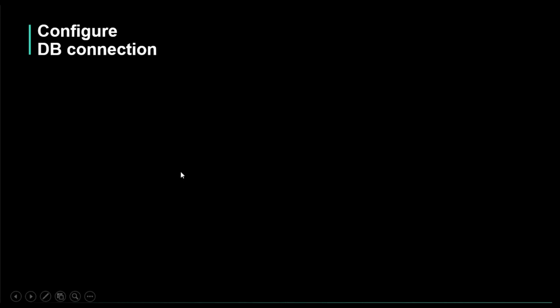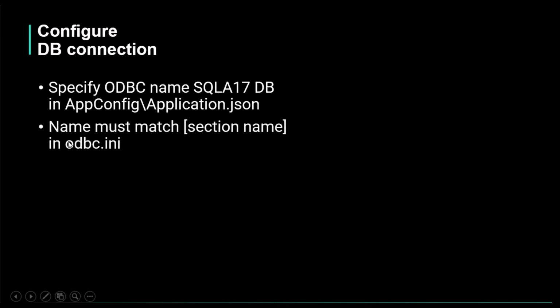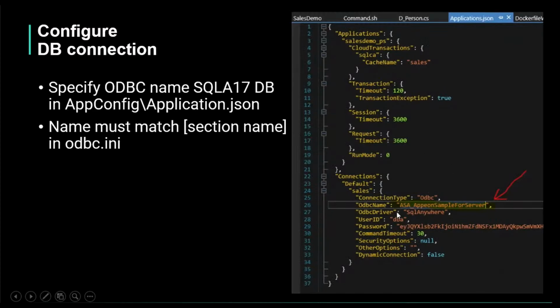Good. Next, before we build the image and run the container, of course, we must configure the database connection for the REST API. So when the API is running in the web container, it opens a connection pool as specified in the application.json config file, where we must indicate the data source name as defined in the odbc.ini file, which, remember, was this ASA Appeon sample for server in this example. This is the ODBC name for the database connection to remote SQL Anywhere 17. As I said, be sure the data source name matches the section name in the odbc.ini.